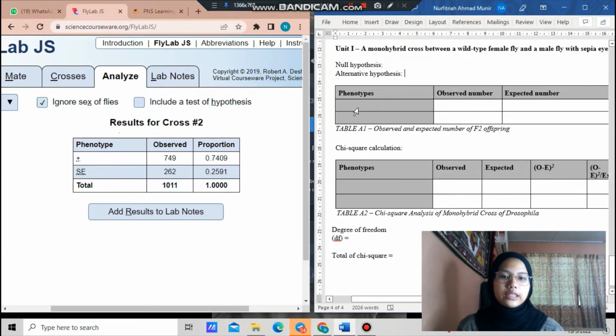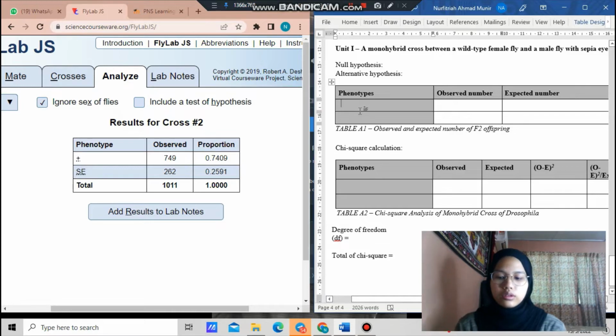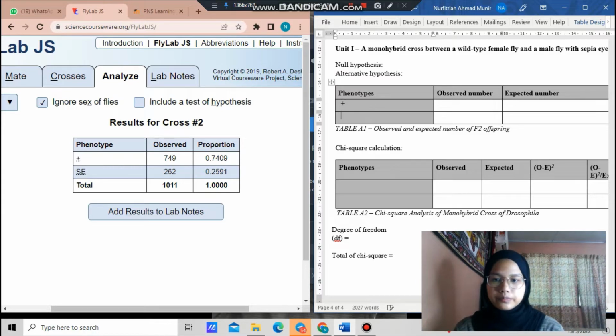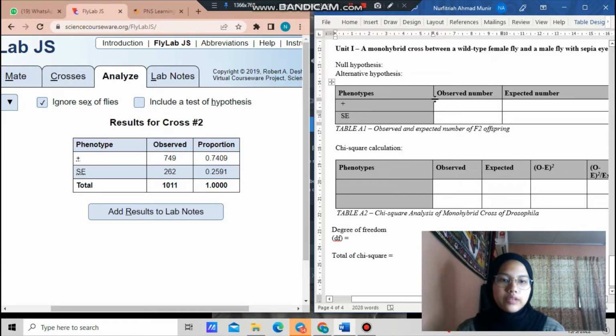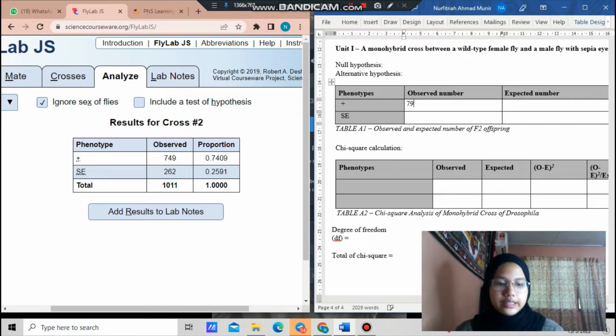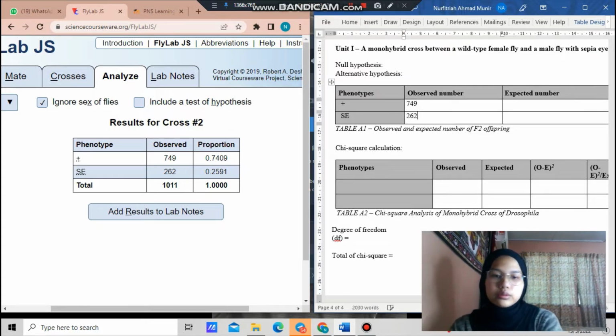And SE. So put in the table in the lab manual. So plus and SE. So the observed number we get from the table in the lab simulation, which is 749. Next, for SE, the observed number is 262.